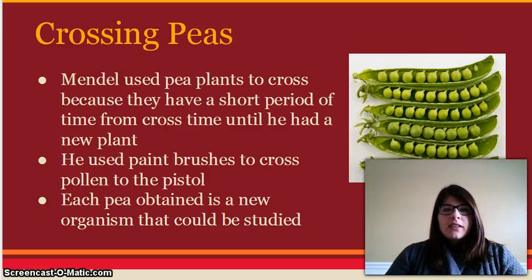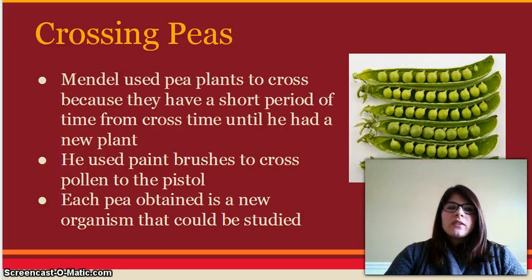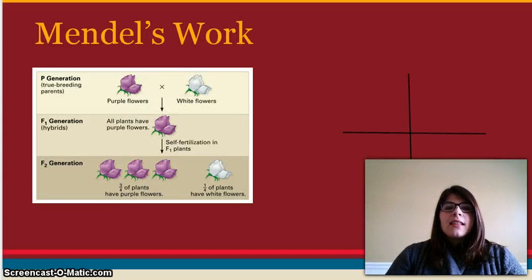So we have a parental generation, we have the generation after that, and the generation after that. And we can see how the traits are being passed on. So this is very important to what we were doing. So in his work, let's take the flower color for example.